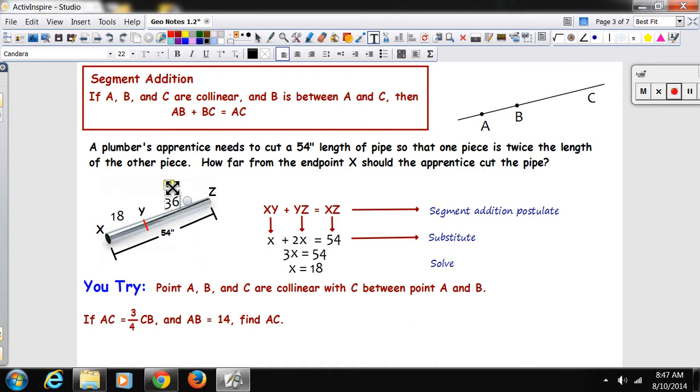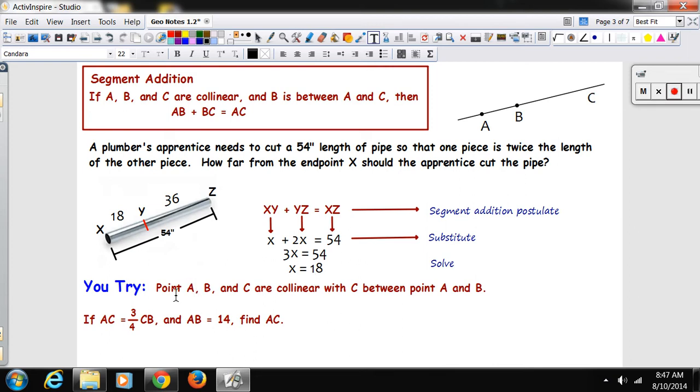And what's cool about that is now the bigger piece is twice as much as the smaller piece, which is exactly what they needed. They needed one length to be twice as long as the other. So we knew that if one was x, the other one was twice as much as x. And then we added it to 54 and then solved it.